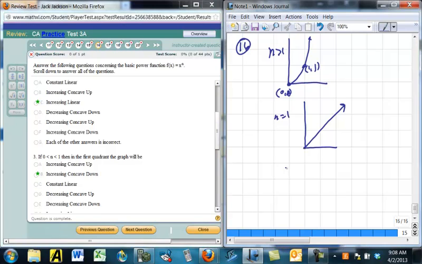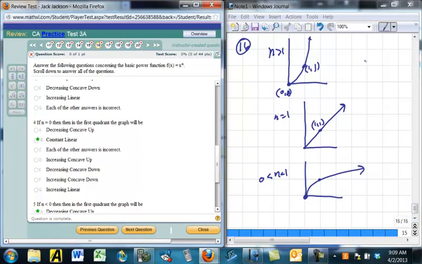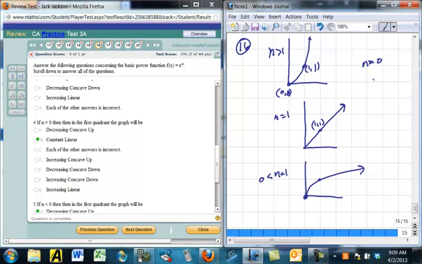If n is between 0 and 1, okay, it's still positive, so it's still going to increase. It still goes through 0, 0, and 1, 1, but it's going to increase in a concave down manner, like that. If n equals 0, it's constant in the first quadrant, right at 1. In fact, it's y equals 1 everywhere except for right at x equals 0, which has a hole in the graph. So it's constant and linear there in that case.